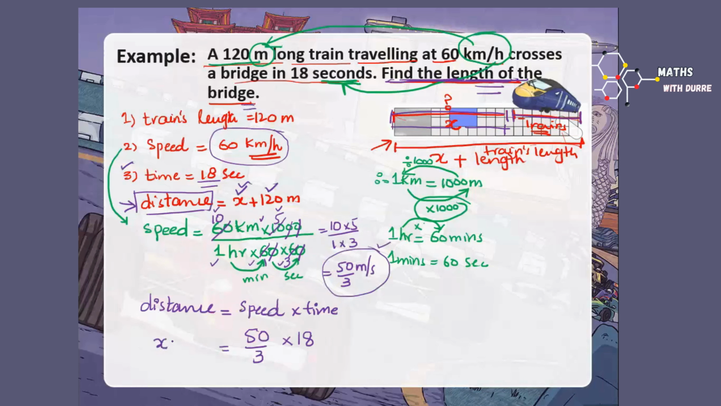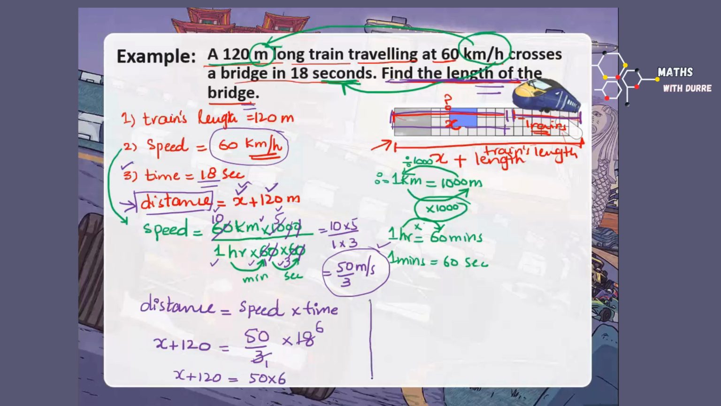I will just substitute it. Instead of distance, I'm writing x plus 120 to find the total length of the bridge. Okay? Now I will do the cancellation. 3 times 1 and 3 times 6. What is left? x plus 120 equals 50 into 60.